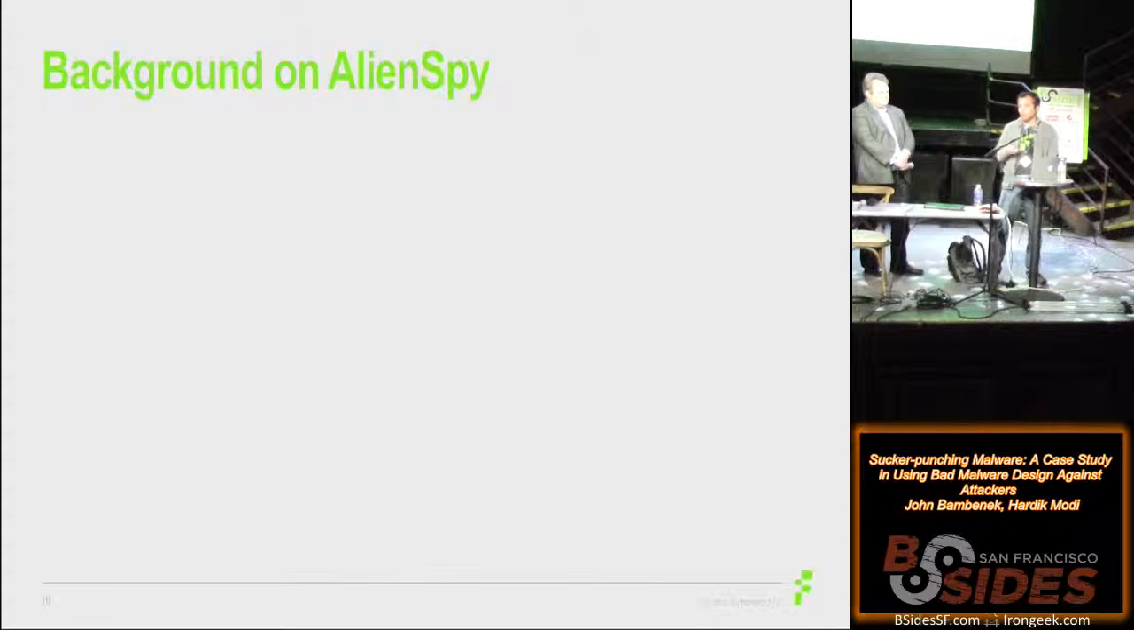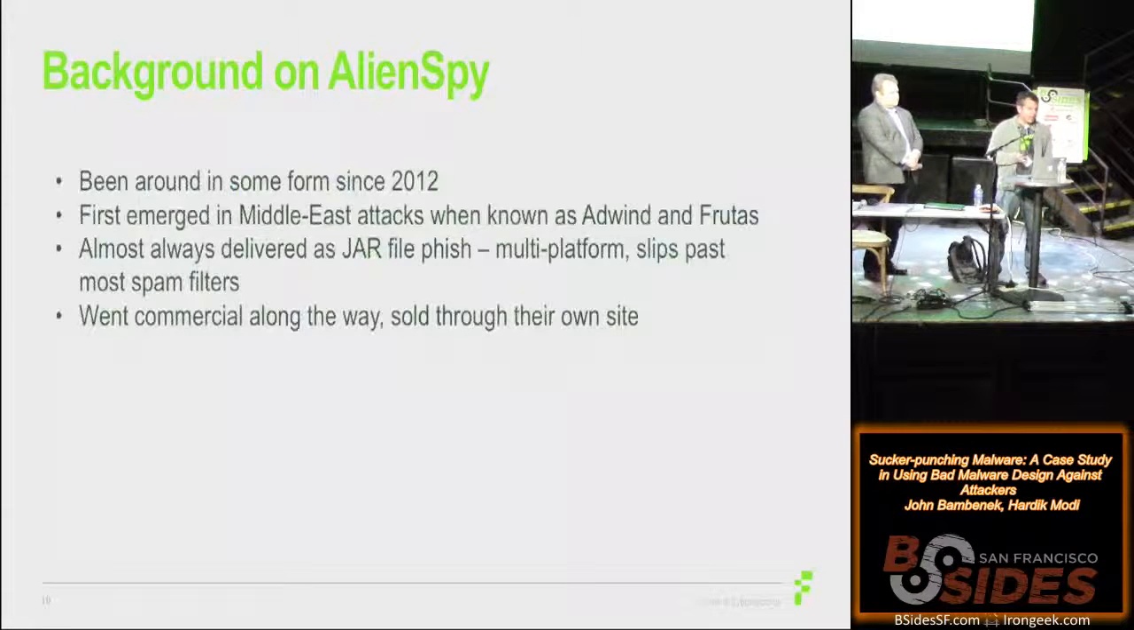So, we're going to talk a little bit about Alien Spy. This is just an iteration of a multi-generation RAT tool. We're going to then talk about JSocket, some of the stuff that's happened recently. Alien Spy in some form or the other has been around since at least 2012. Originally, with Adwind and Frutas RAT, the earlier incarnations, there were some fairly significant compromises in the Middle East that had been reported using those tools. And the tools were originally essentially distributed for free.